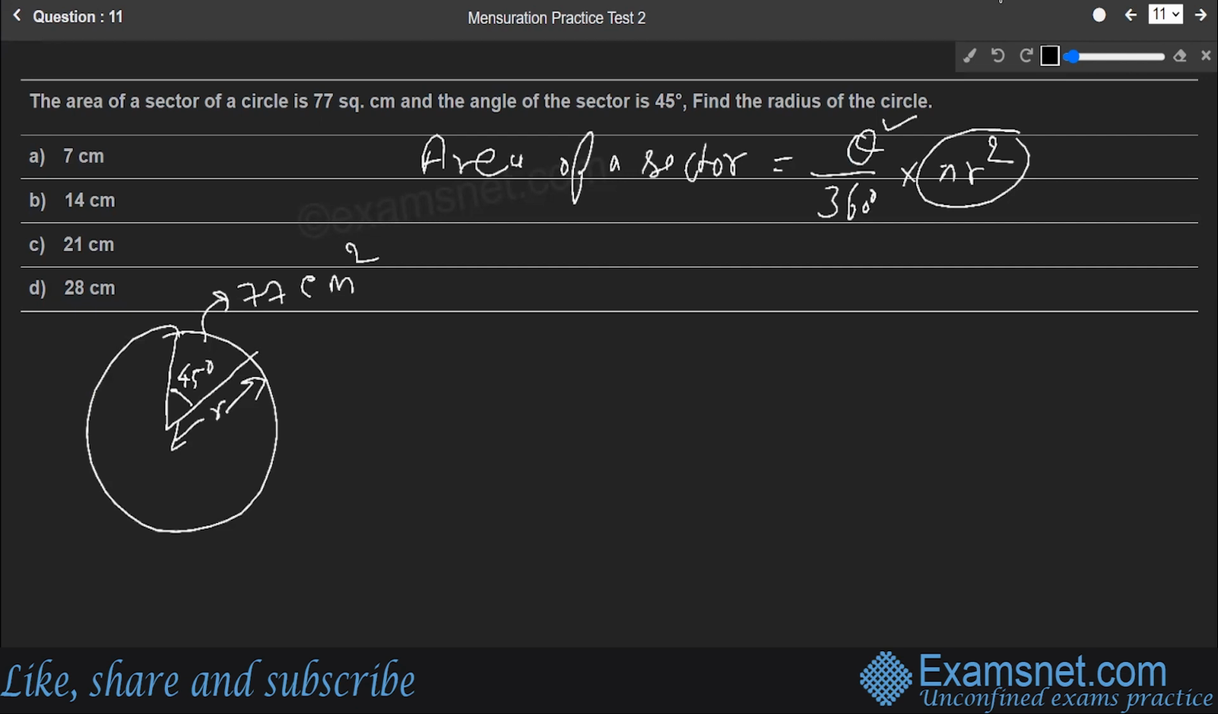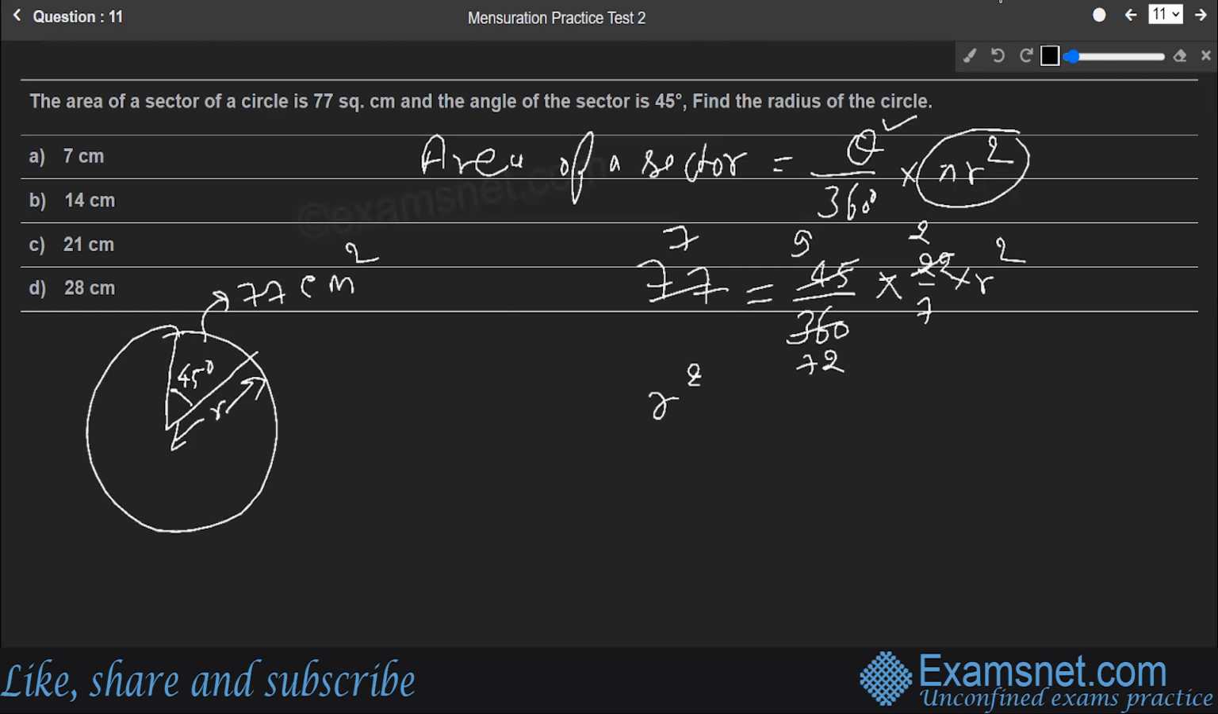So we can put the value, we know the angle, so it's going to be 45 divided by 360 into 22 by 7 as pi into r square, and this is equal to 77 square centimeters, the area already given to us. So clearly we need to solve this expression for our r square. We can cut down the values as much as possible. 11 cuts 22 by 2 and 11 into 77 by 7. Similarly, 45 can also be cut by 5, so 5 nines are 45, and it's going to be 72. So clearly we can cut down some more values.